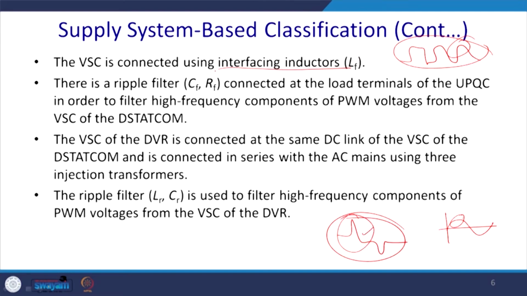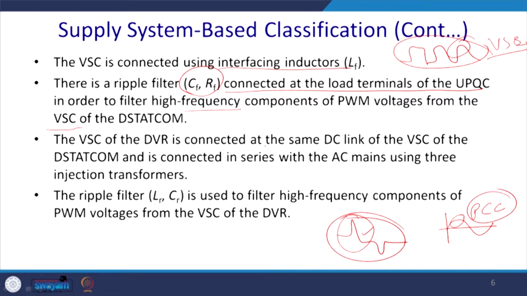So, we require an interfacing inductor, which will act as a buffer between the VSC, that is the voltage source converter, and the voltage at the point of common coupling for the shunt path, because I assume that voltage has already been injected by the DVR, and thus it is pure sinusoidal, and the current, which may be compensating the harmonics, is required to be injected by the shunt part. There is a ripple filter CF and RF connected at the load terminals of the UPQC in order to filter the high frequency components of PWM voltages from the VSC of the STATCOM.